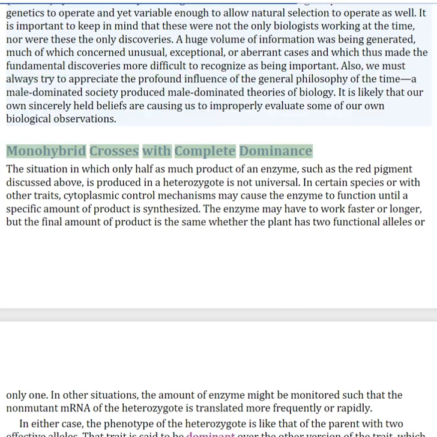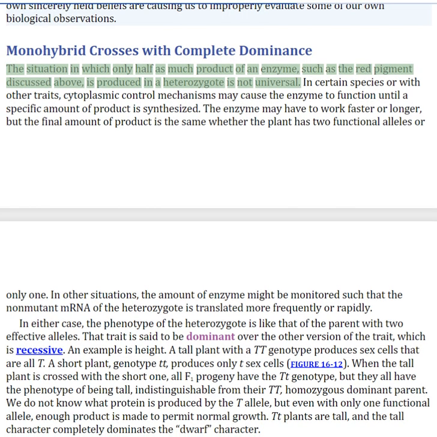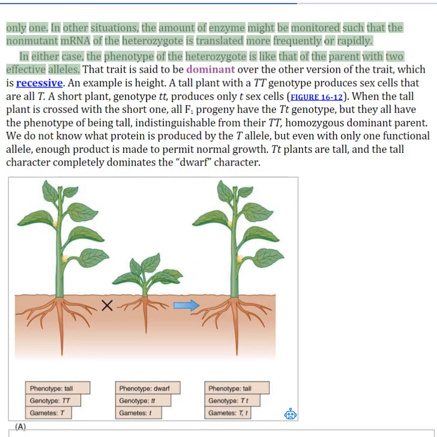Monohybrid crosses with complete dominance. The situation in which only half as much product of an enzyme, such as the red pigment discussed above, is produced in a heterozygote is not universal. In certain species or with other traits, cytoplasmic control mechanisms may cause the enzyme to function until a specific amount of product is synthesized. The enzyme may have to work faster or longer, but the final amount of product is the same whether the plant has 2 functional alleles or only one.